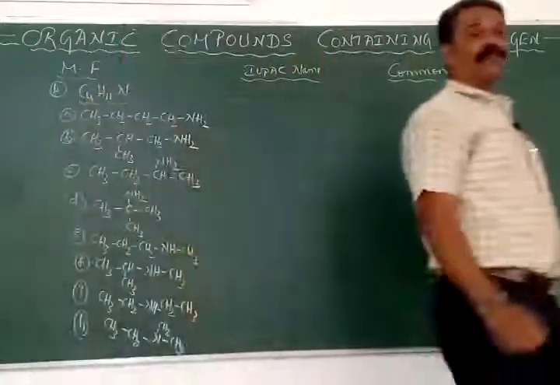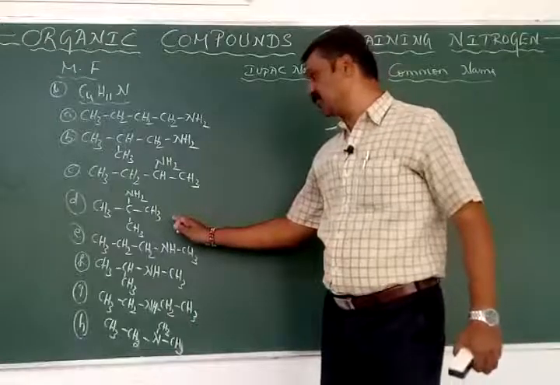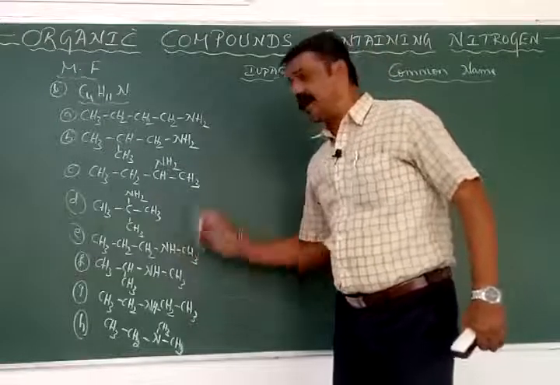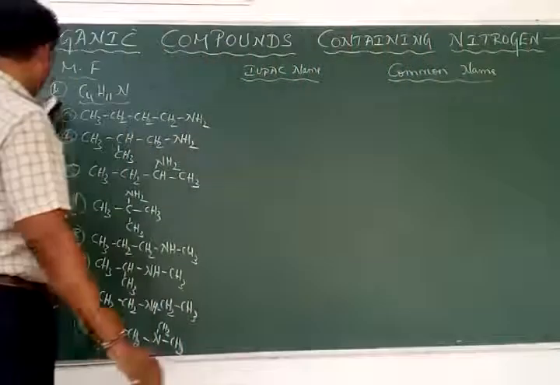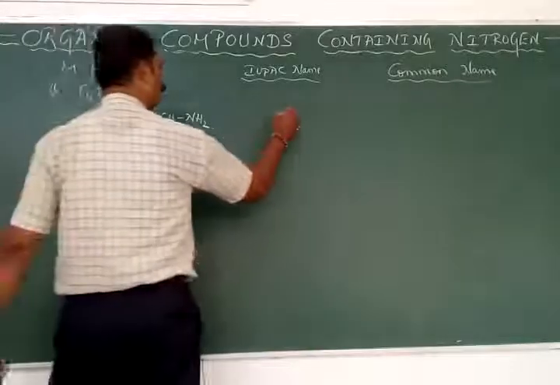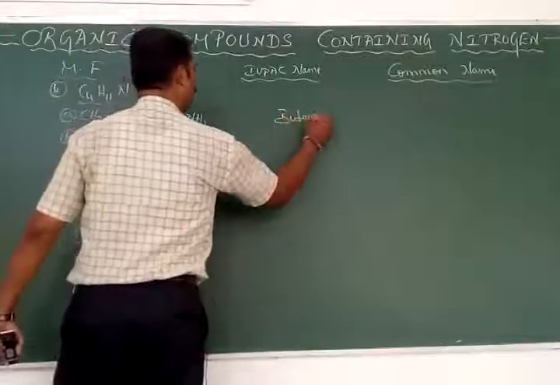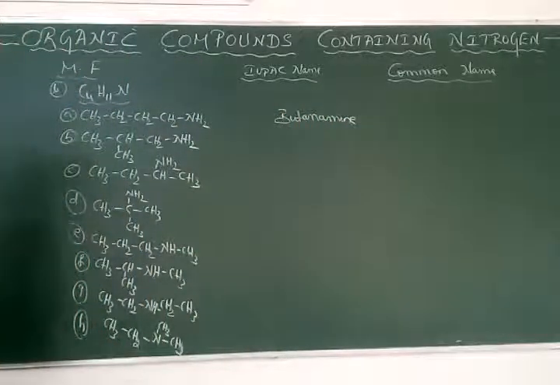So here we have 4 primary amines up to this. These 3 are secondary amines, and there is only one tertiary amine. So let us take the first 4 now. The root word is but, saturated is ane, functional group is amine. Hence it is called butanamine, 1-butanamine, or simply butanamine.